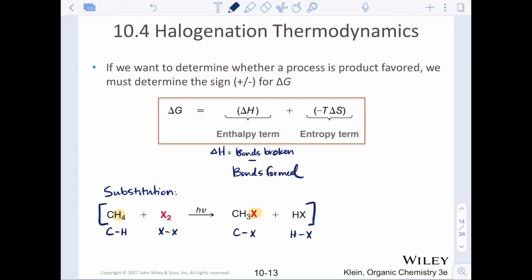The entropy term is going to be negligible for us. We don't really care about entropy here, because if we look at the actual reaction, we have two molecules making two molecules. So entropy is going to be 0.